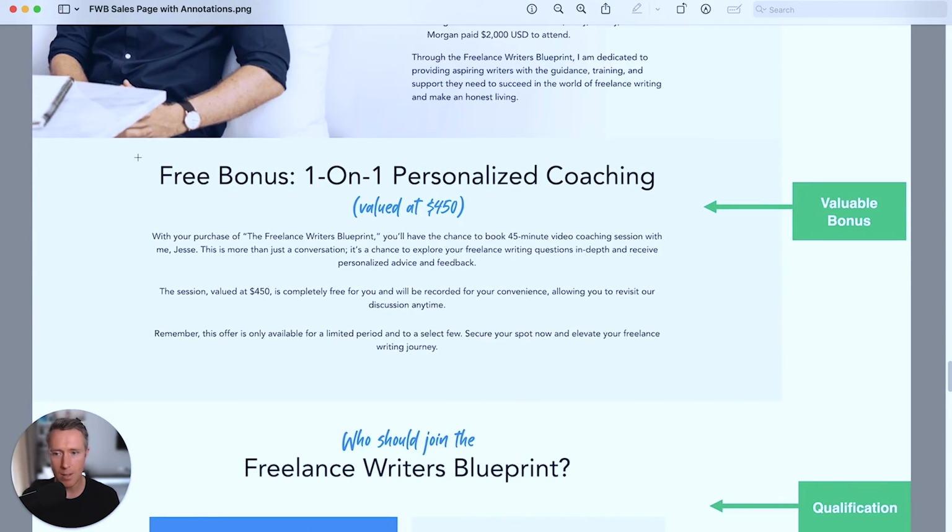I then offer a really valuable free bonus. I call this a no-brainer bonus that's valued at $450 US, and that's a one-on-one personalized coaching session. This is more valuable than the entire course and is worth more than the entire course. So by adding this, it should make the offer even more desirable, right? Because they can see the value here and they know that this is truly valuable.